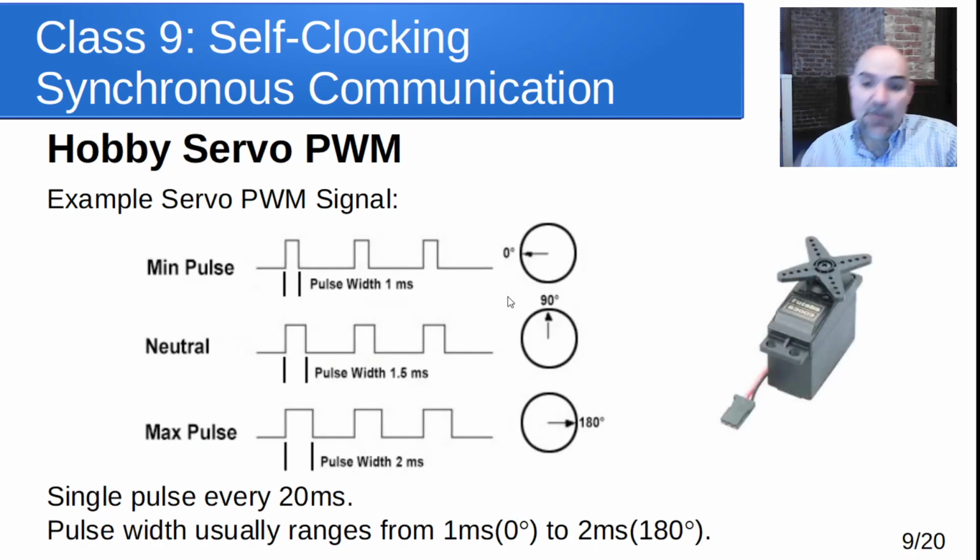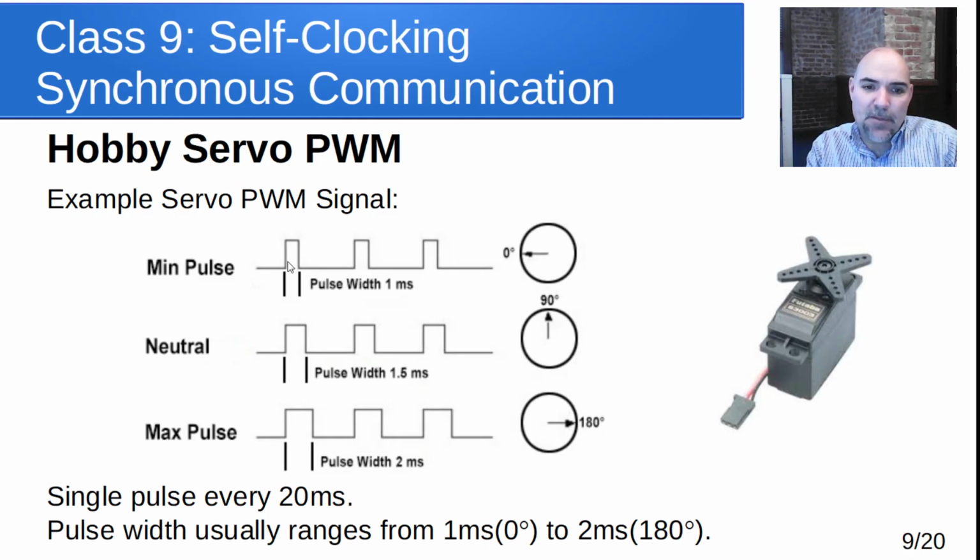Now, I mentioned hobby servos earlier, and this isn't really a digital communication. This is analog, sort of. But I wanted to go ahead and mention that. The idea is the same way: every 20 milliseconds, we have a pulse high for a period of time. And then 20 milliseconds later, another one. 20 milliseconds later, another one.